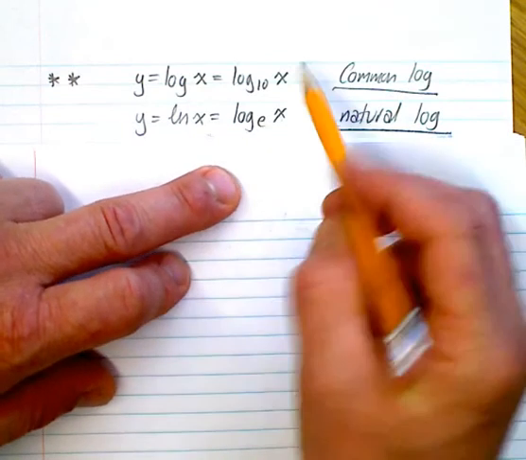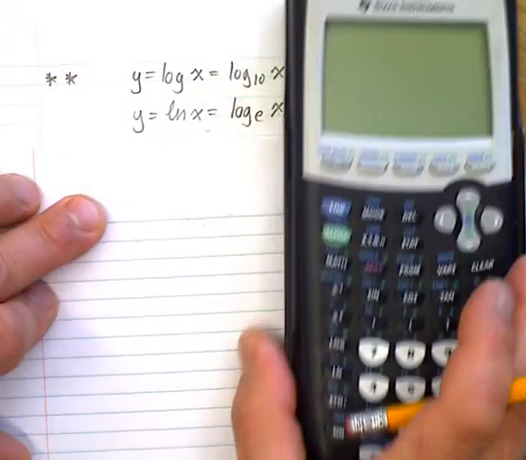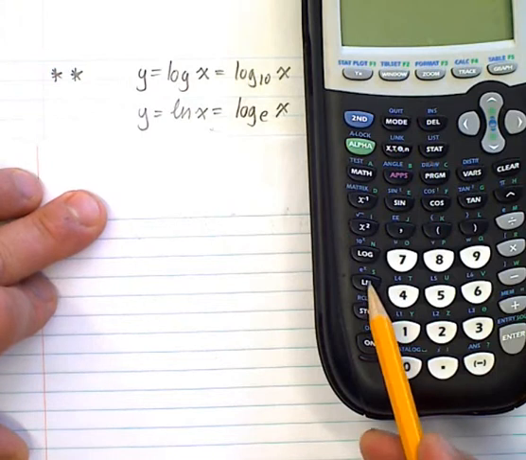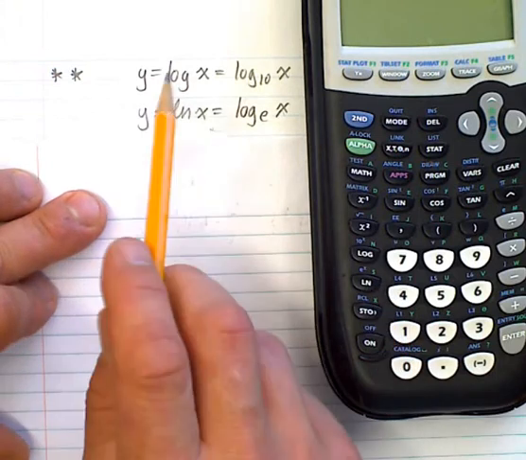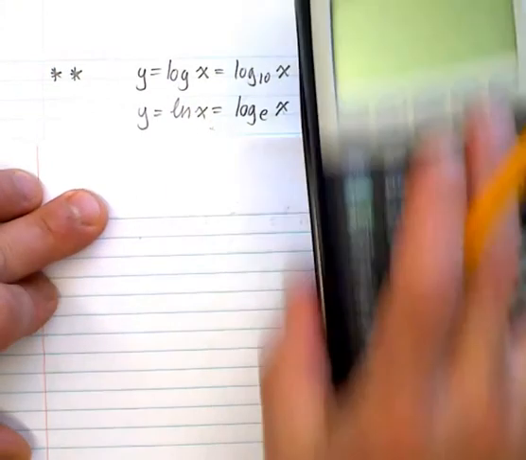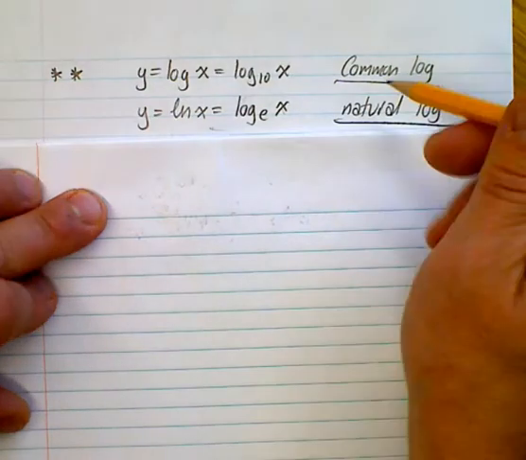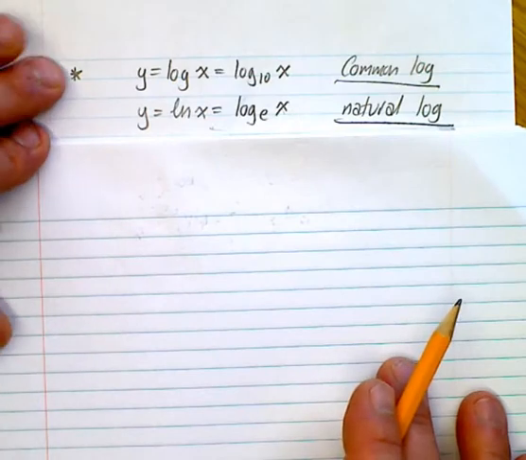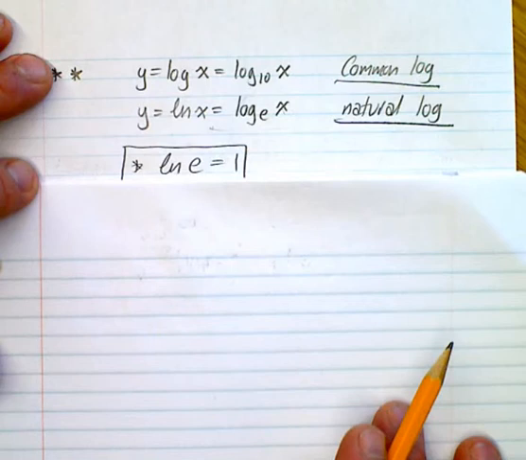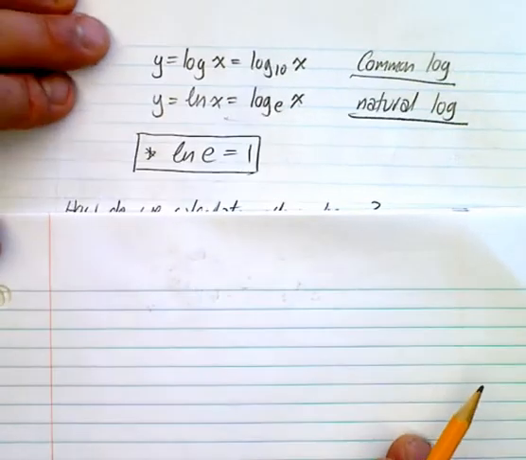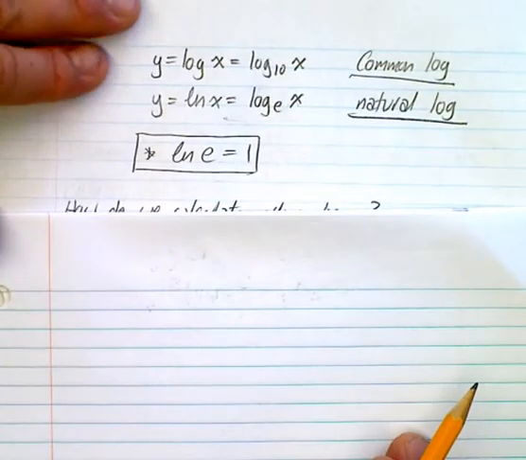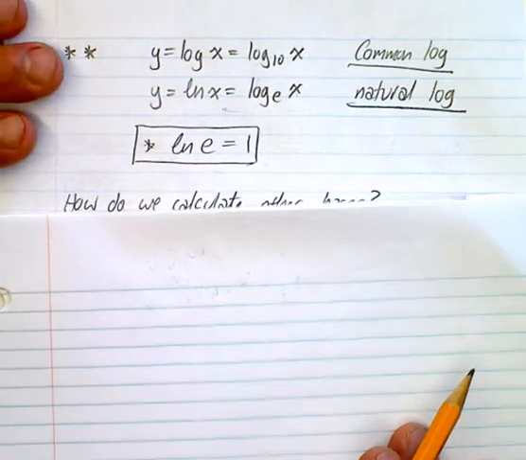So these are the two buttons that you have on your calculator. You have a log button and an ln button, okay? And that's for these two logs, these two bases: a common log and a natural log. Now the issue is you don't always have a nice base of 10 or e. So what we need to look at is how do we calculate other bases.